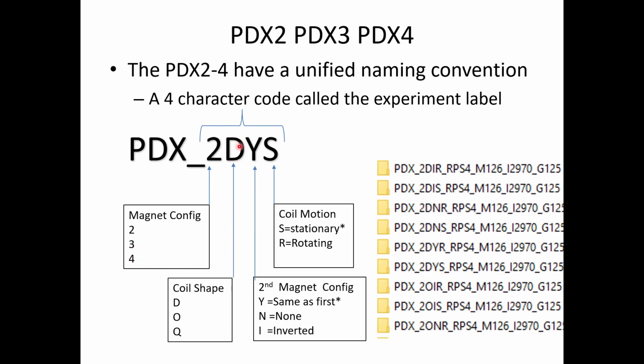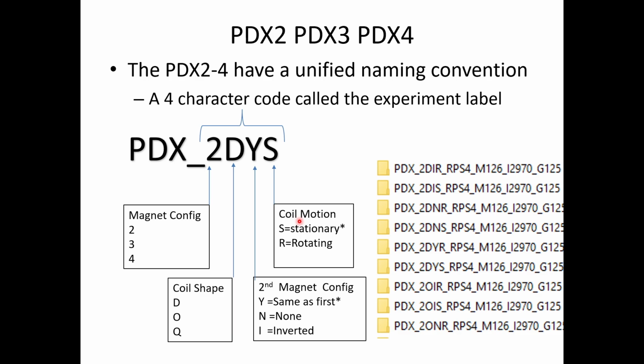The next one represents the shape of the coil. We have a D, an O, and a Q. And the next one represents what to do with the second magnet. Okay, if you have a Y there, it means you're going to have a second magnet and it will be the same orientation as the first. And this would be the default. If you don't supply this to the software, it'll automatically assume you want Y. Okay, if you do not want the second magnet, you put N in there. And if you want the second magnet inverted, you put I.